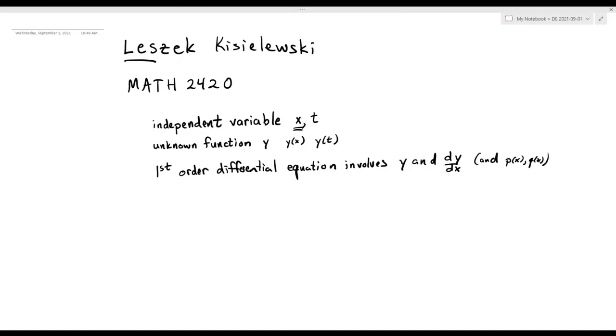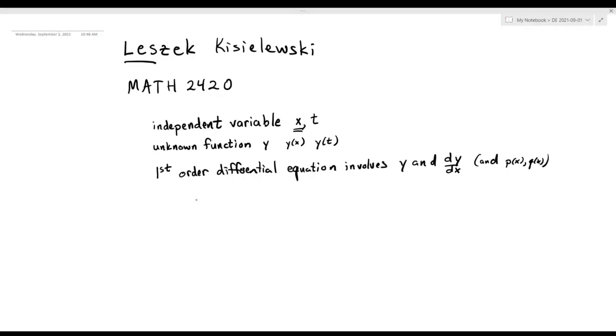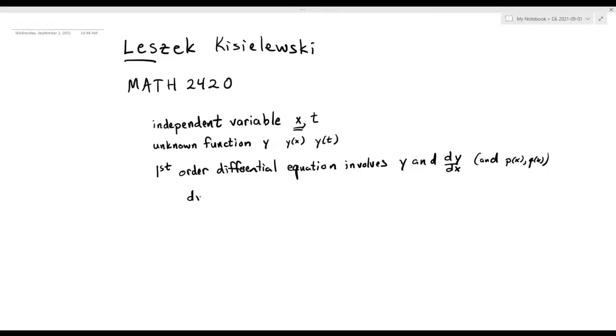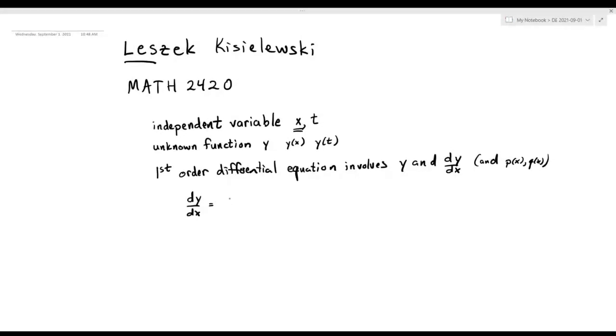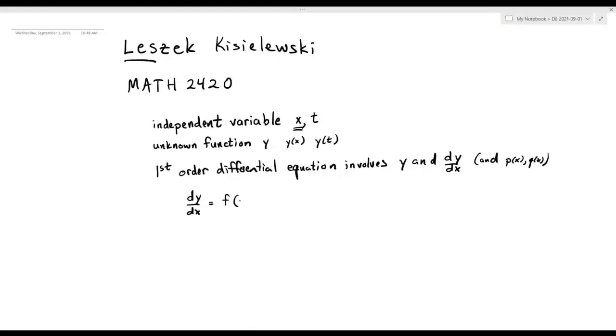So the way we're going to first organize these first order differential equations is by writing the derivative of our unknown function y with respect to x on one side, and then having some expression that involves x and y on the other side. So we call that a function of x and y. And we can categorize a lot of these first order differential equations by the form that the right-hand side takes.